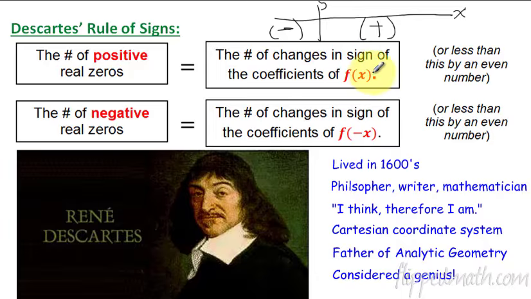The number of times it changes sign in f of x is how many positive real zeros there could be. The number of zeros on the left side of the x-axis depends on the changes of sign of f of negative x, or less than this by an even number. Get this written down and let's do an example.